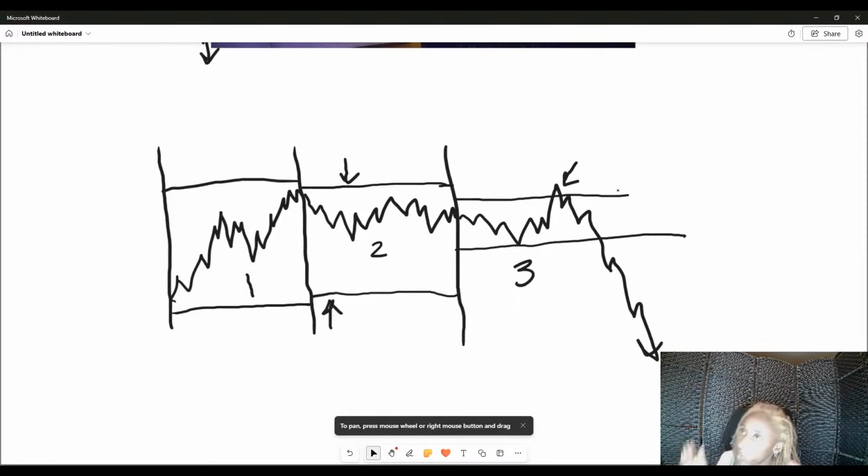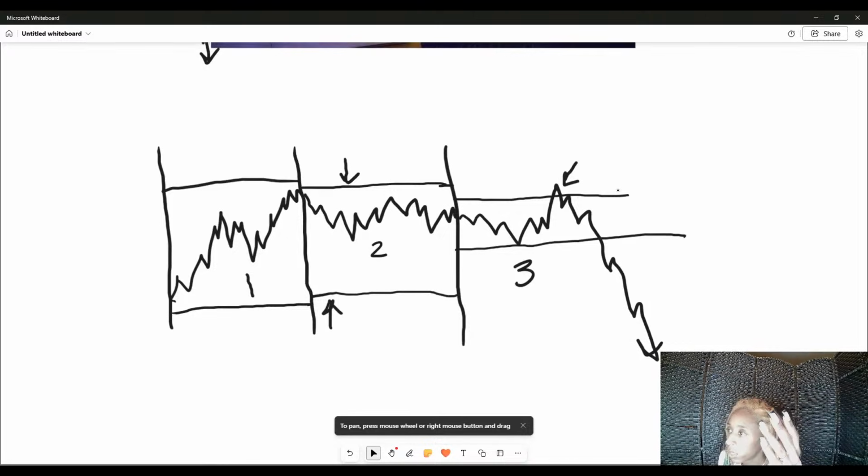So if you do a dump coil pump and a pump coil dump and you take inside day signals, guess what? You're trying to look for four variations, right? Because it's a reversal and it's a trend trade. So just be mindful of that. You want to make this as simple as possible.